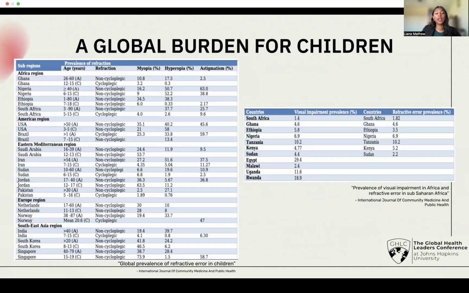Some may assume that lower or middle income countries would automatically have higher rates of refractive errors, but the reality is poverty plagues every country, and the implications of the disease are detrimental in every country, regardless of if it's considered a developing country or not.